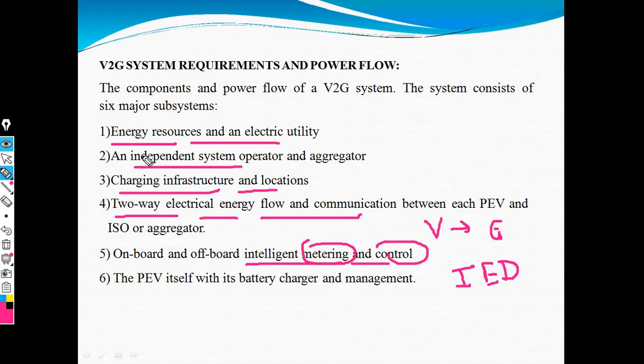Then in the vehicle to grid system we also require a battery system, a charging station and discharging station, and time management for power. Now these are all the requirements for the vehicle to grid system.